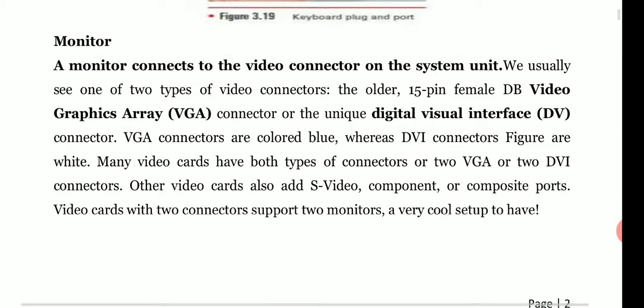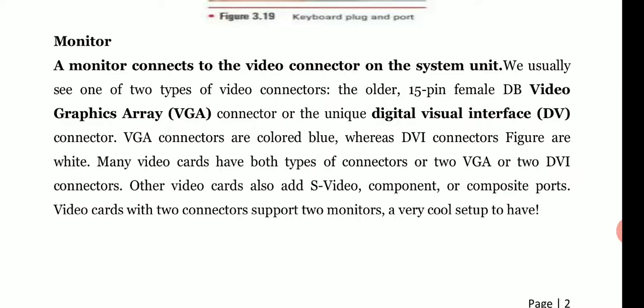Next one is the monitor. A monitor connects to the video connector on the system unit. We usually see one of two types of video connectors. The older one is the 15-pin female DB video graphics array, that is the VGA connector, or the newer digital visual interface, the DVI connector. VGA is older and DVI is newer. DVI is the digital visual interface, and VGA is analog.